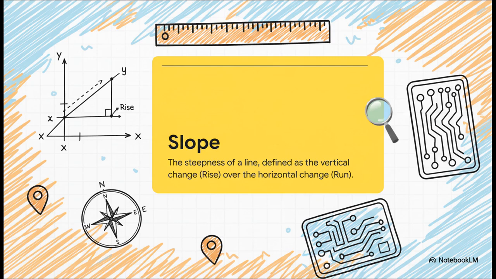Okay, but what about the steepness of a line? Is it a gentle hill or a steep cliff? We have a word for that, slope. It's just a simple ratio that tells you how much a line goes up or down for every step it takes to the side. We figure it out by taking the rise, that's the vertical change, and dividing it by the run, the horizontal change. Rise over run. It's the secret code for every single line.